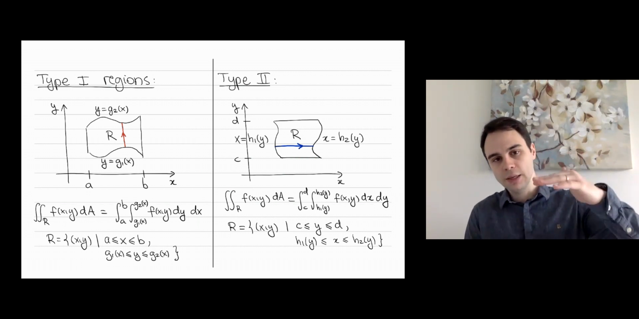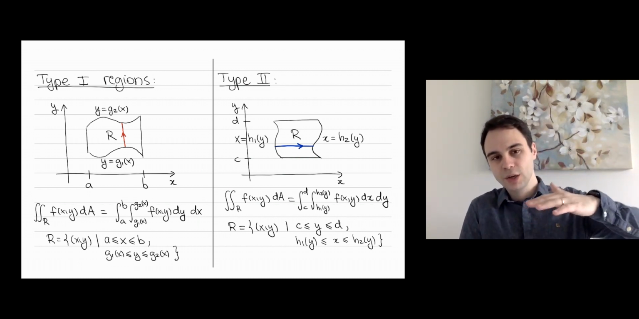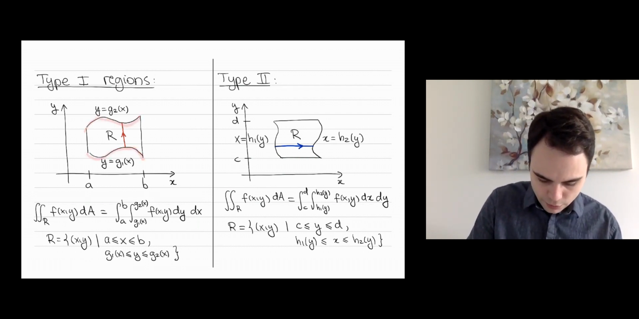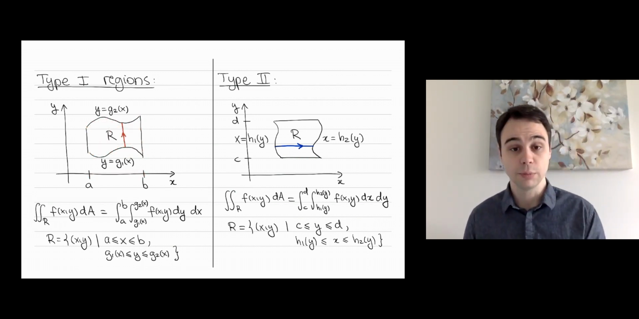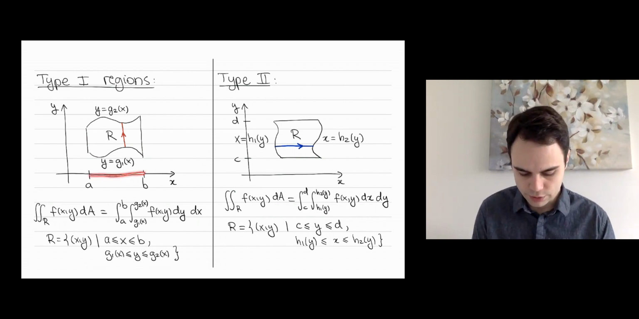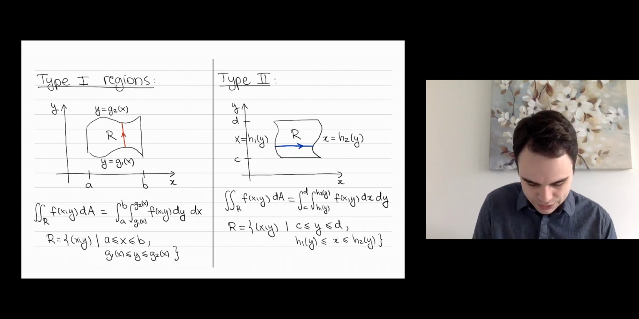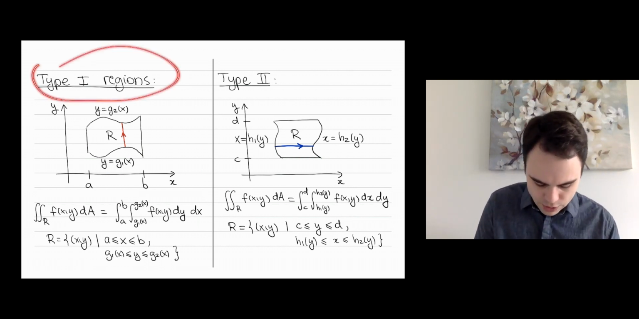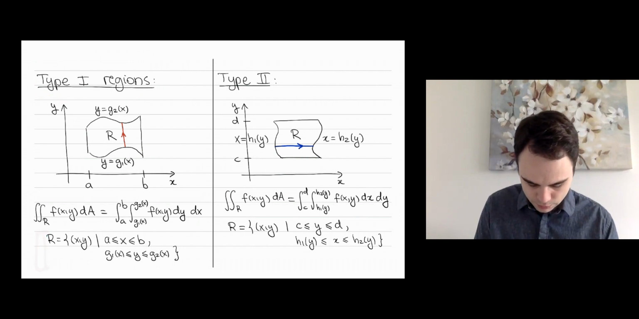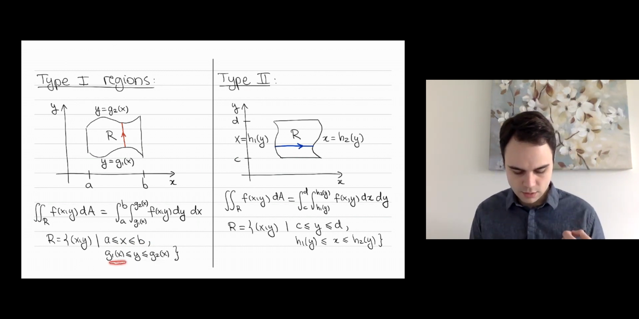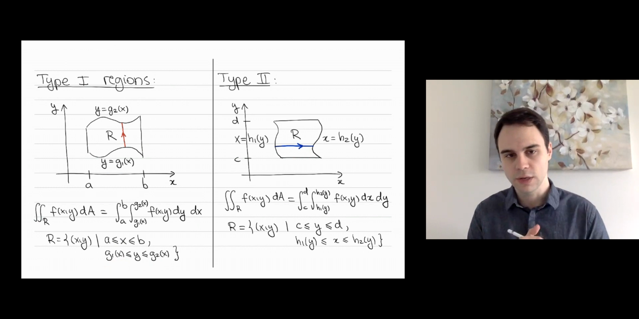It's the region of the plane that's between the graphs of two functions. So here I have the function g1 and the function g2, and our region is between the graphs of the two functions over a certain interval of the x-axis, right? So a type 1 region is a region of the form that I give you down here. So I'm looking at all points x, y in the plane, where x is in some interval and y is between the two functions of x.